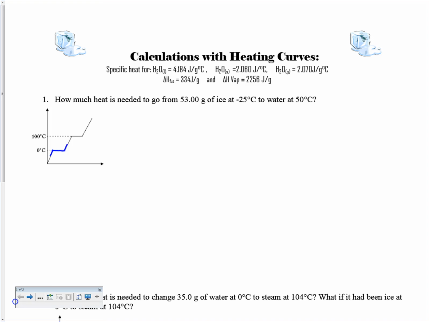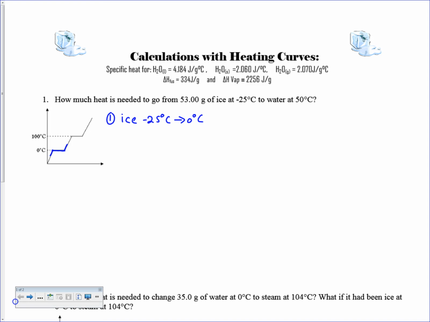So if you look there, you should notice there's 3 steps: heating up the solid, then melting the solid into a liquid, and then heating up the liquid. So that first step, number 1, we've got ice, and we are taking it from negative 25 degrees Celsius to 0 degrees Celsius.